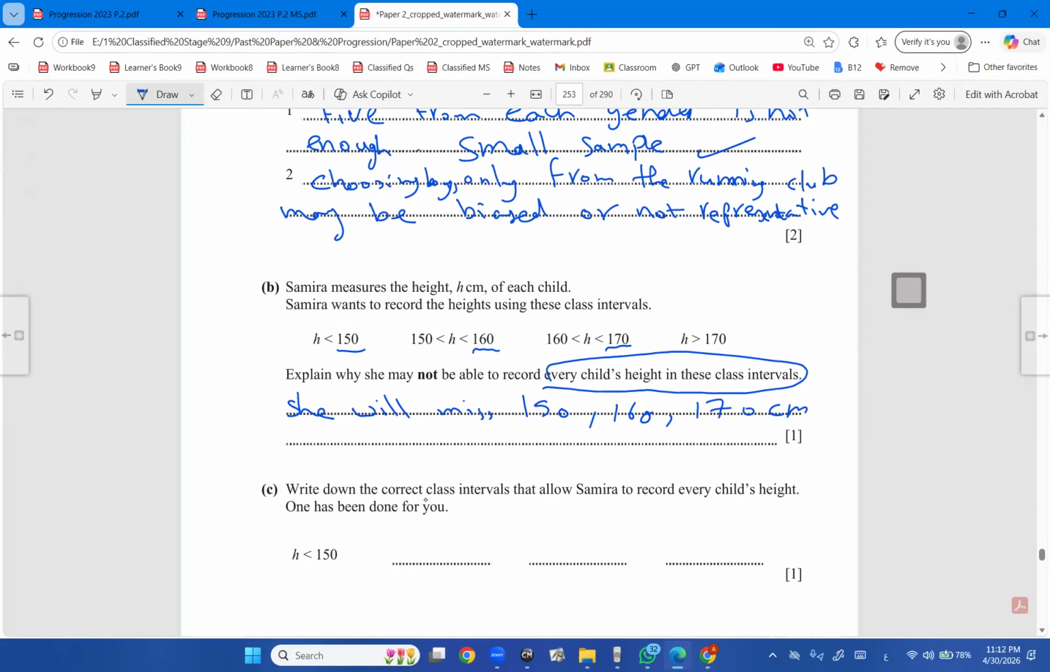height. Write down the correct class intervals. So h is less than 150, fine. Then here you say h is greater than or equal to 150, less than 160. Then here h is greater than or equal to 160, less than 170. And the last one over here is h is greater than or equal to 170. Now I got less than 150 and 150 is included, more than 150, 160 is included, 170 included. So now I included all of that.